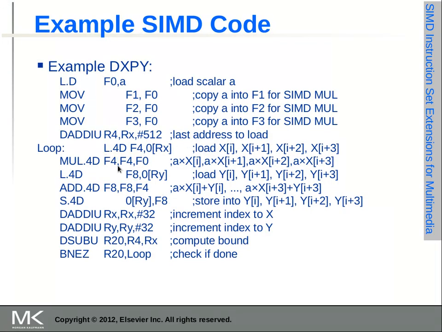All right. So load 4D. You're loading 4 elements into, it looks like Rx. And you're going to multiply A, which is in F0. Are you loading them in there? Yeah, you multiply them. Then you're going to load Y, and you're adding. You should be adding. Right, you're going to add everything from Y, and then you're going to store them back out.